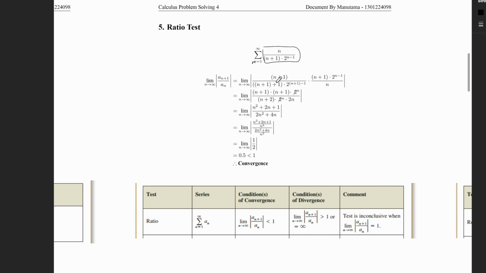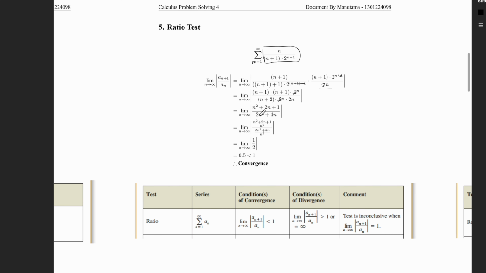So we can simplify this into n plus 1 times n plus 1 times 2n over 2. So this becomes 2n, because 2n minus 1 is 2n over 2. Then we can simplify this to become 2n plus 2, and this cancels, so it's 2n times this one. We can cancel this, and then multiply.